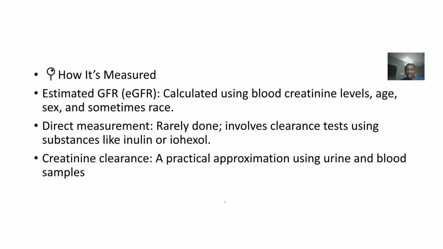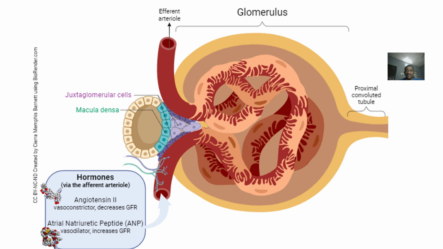So how is it measured? It's calculated using body creatinine levels. They also make use of your age, your sex, and sometimes your race. If your kidneys are functioning well, your creatinine should be cleared very well. So they always measure the creatinine level in the body. If it's high, there's a problem, it's a query. Do you understand? So that's what we've got.